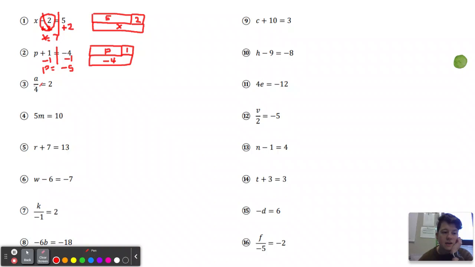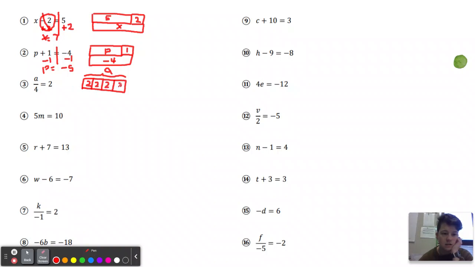Number 3, we have a over 4, or a fourths, or a divided by 4, depending on how you want to look at it, is equal to 2. So when we get into division, it gets a little bit trickier. But we're saying that a, so this whole thing is a, divided into 4 equal pieces will get me 2. So each piece is equal to 2.